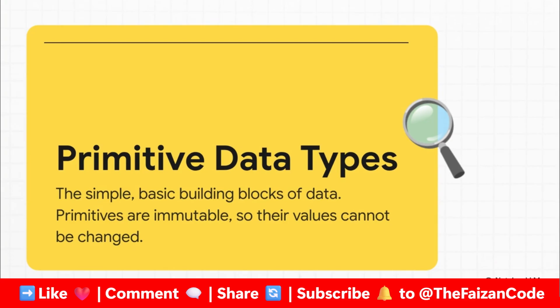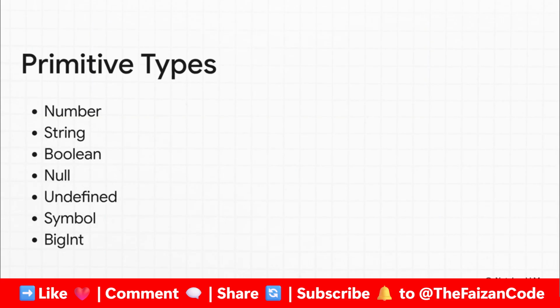The easiest way to think about them is like they're the Lego bricks of your data. They're simple, they're basic, and this is the most important part, they are immutable. Now, immutable is a fancy word, but all it means is that once you create a primitive value, it can't be changed, ever. And these are probably all familiar to you, right? We're talking about numbers, strings, booleans, your true and false, plus the special ones like null and undefined. And of course, the newer kids on the block, symbol and bigint. These are your solid, unchanging building blocks.